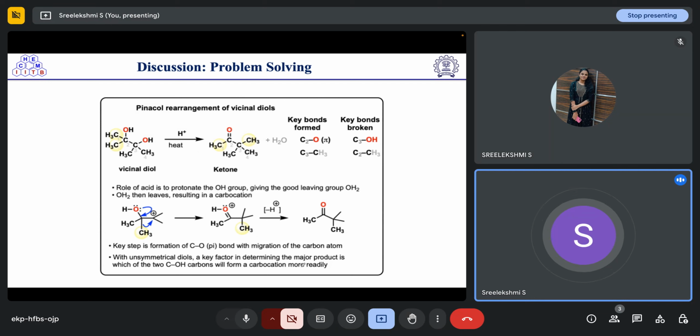1,2 diols are basically converted into carbonyl compounds such as ketones or aldehydes through an acid-catalyzed dehydration process, because a water molecule is also eliminated in this process. That is basically the pinacol rearrangement. And here also, as we saw in the earlier case, a 1,2 shift of the substituent is taking place.